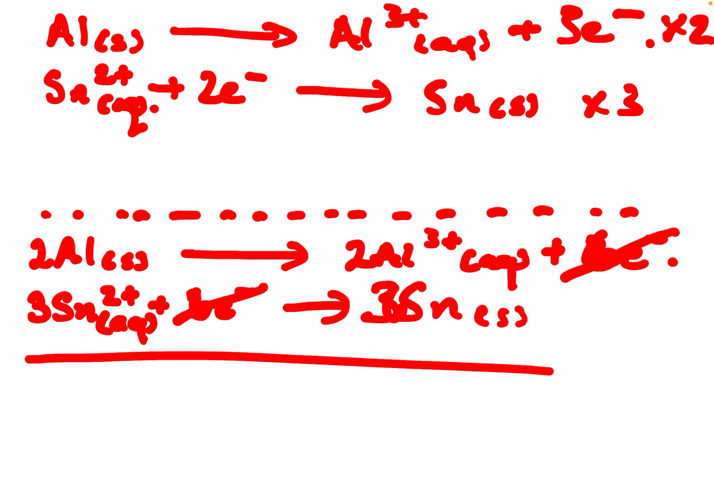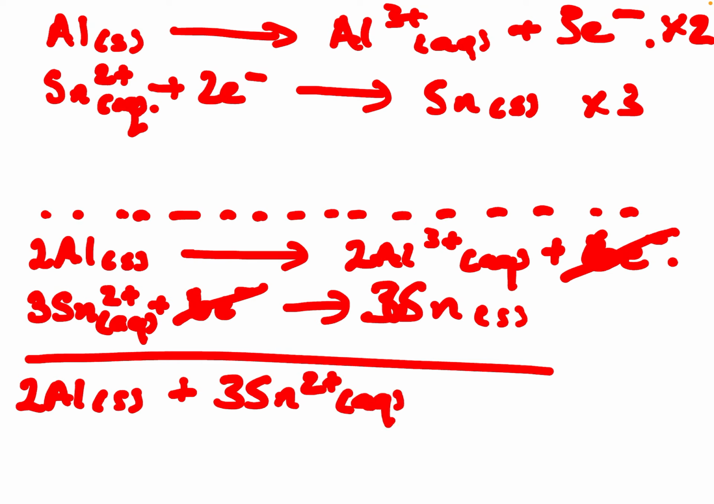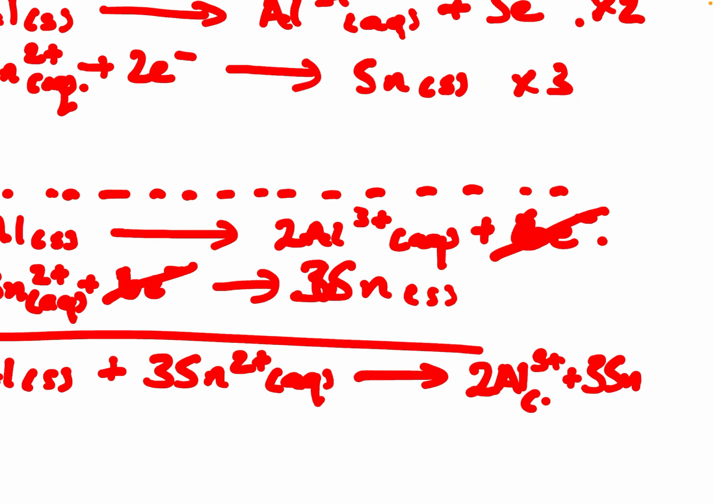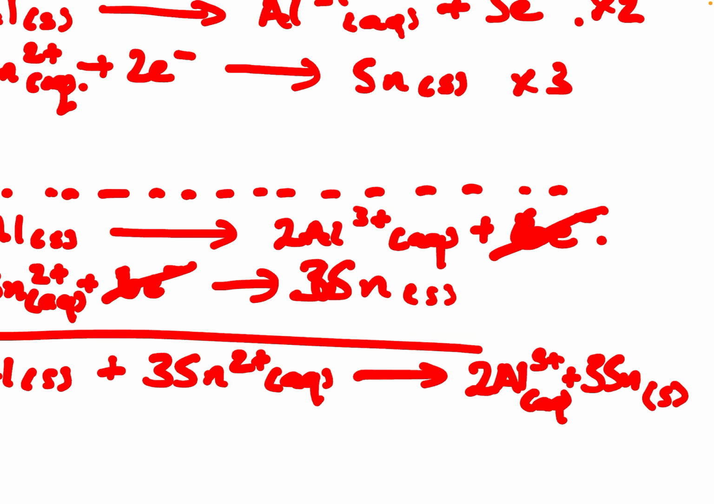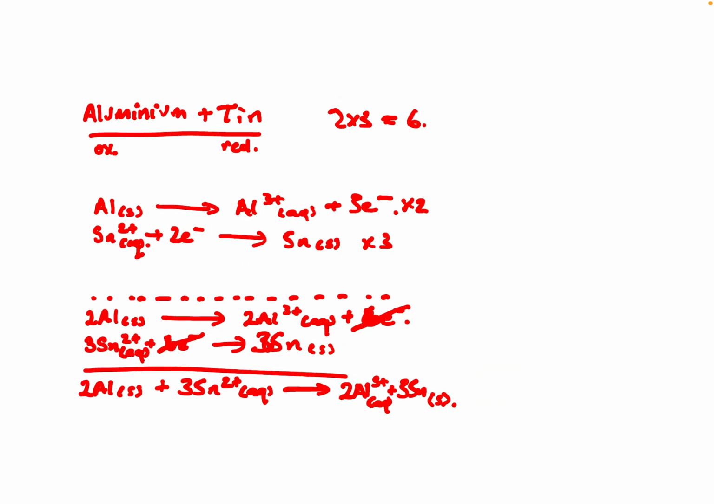So redox then is going to be 2Al plus 3Sn2+, and that gives 2Al3+ plus 3Sn. There we go. And that's the answer for that one. So I think that's going to be the hardest one that you're going to see here, because it just involves one wee extra step of maths that doesn't jump right out.